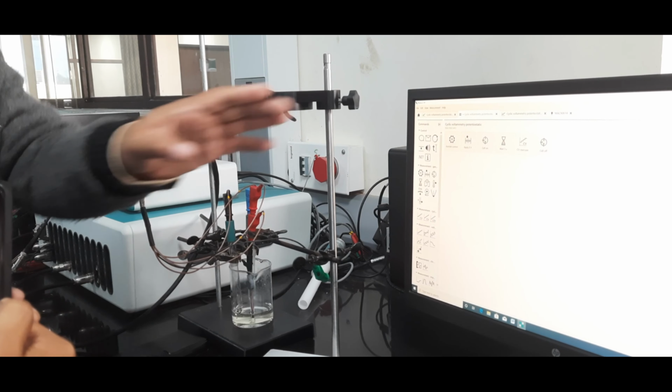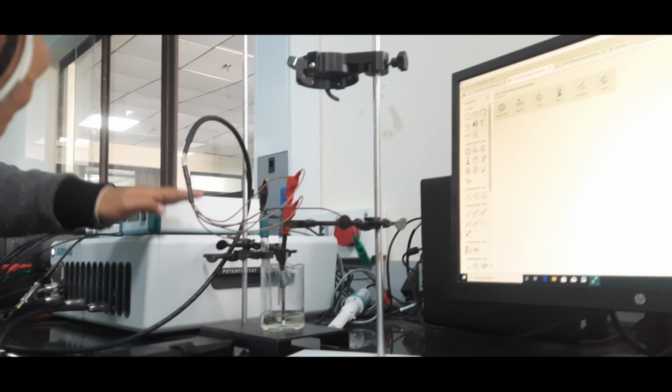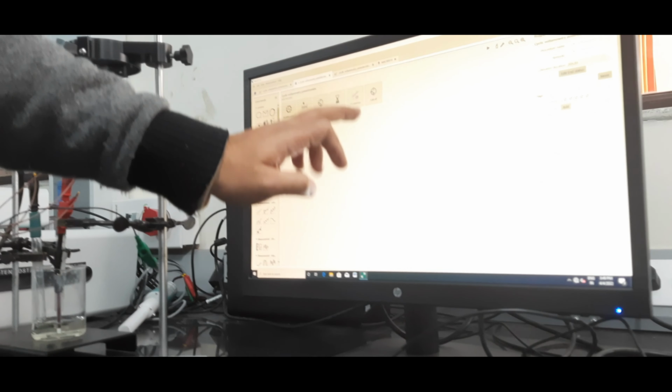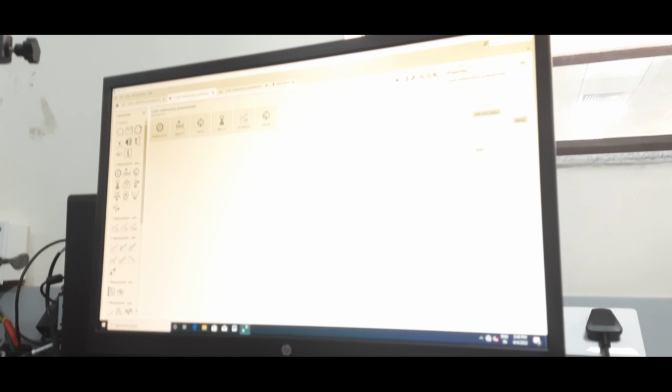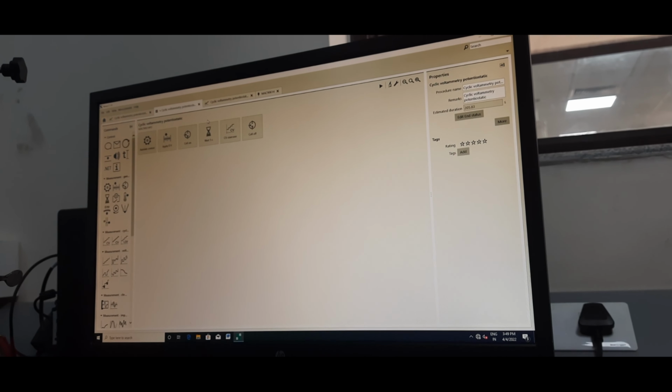voltammetry. So this is an interface which is connected to this potentiostat. This is a potentiostat which is controlling the potential and taking the current, and this data is given by this interface. This is a Nova sort of software. It is developed by Metrohm Limited. Okay, so now this is the cyclic voltammetry setup.